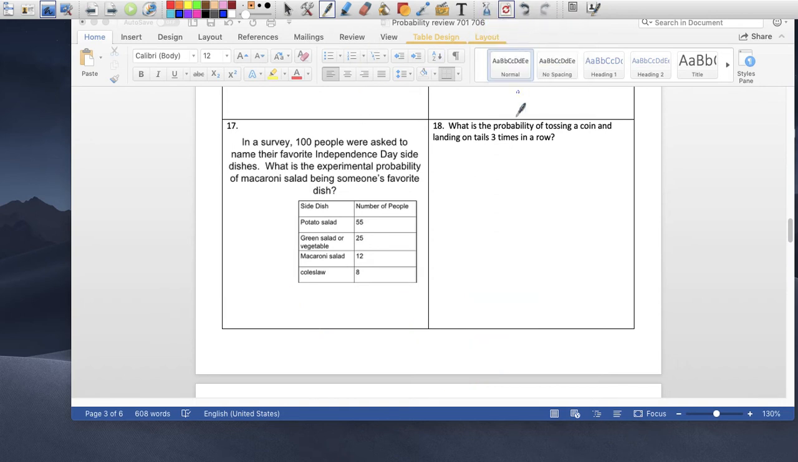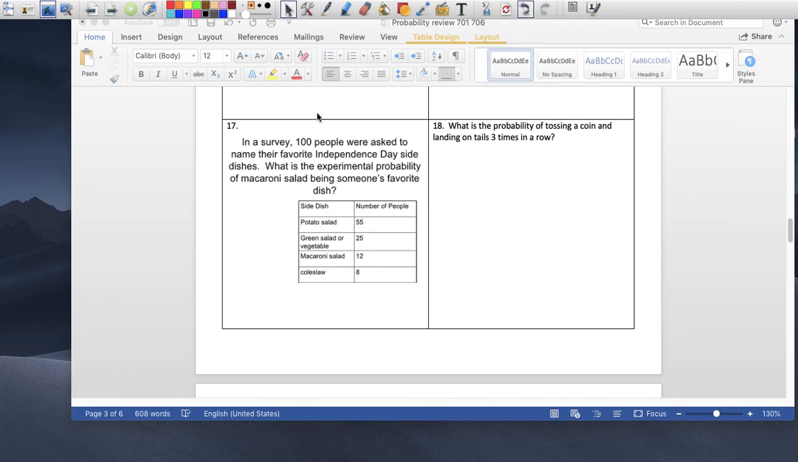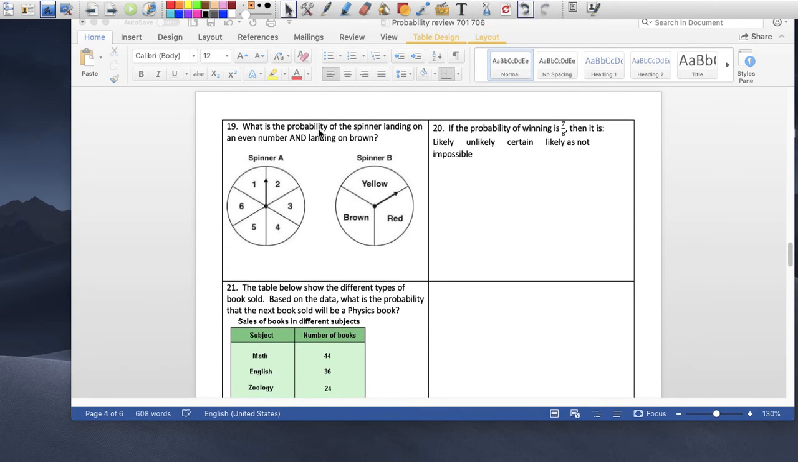Okay. What's the probability of tossing a coin and landing on tails 3 times in a row? So you want P of tails and tails and tails. So what's the probability of that happening? You getting 3 tails in a row. Well, the probability of the first tail is half, times the probability of the second tail, which is half again. And the probability of the third tail is going to be half again. So the probability of you accomplishing this, well, multiply all of them, will be 1 on top and 8 at the bottom. 1 out of 8.